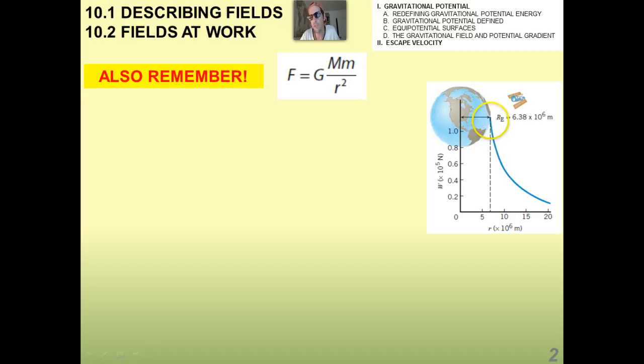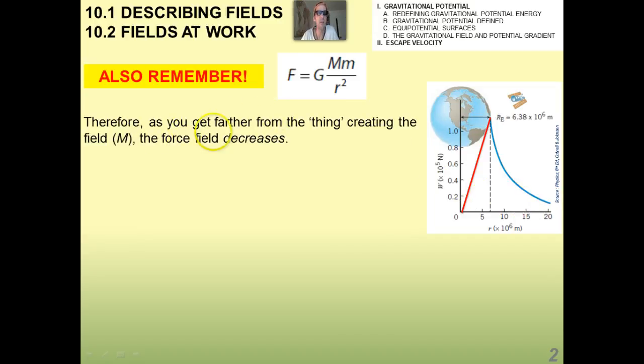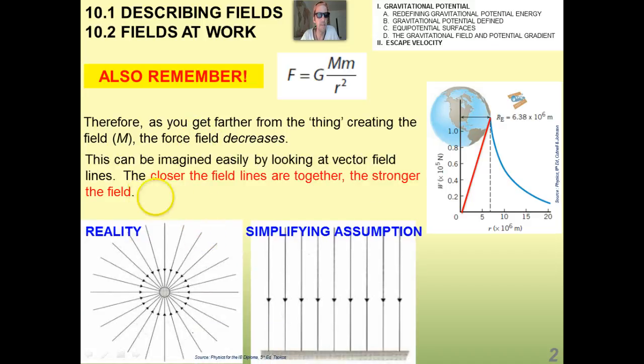Also remember what the shape of the weight against distance looks like, both inside and outside of the Earth. Inside it's linear, outside it falls off as 1 over the distance squared. The farther you get from the thing creating the force field, the field itself decreases, okay? This can easily be imagined again by looking at the vector field lines. The closer the field lines are together, the stronger the field. And in the case of the Earth or any other object that has a lot of mass, you're going to have the greatest weight on the surface of the Earth, and you're going to have less weight both inside and outside of the atmosphere, according to this graph right here.